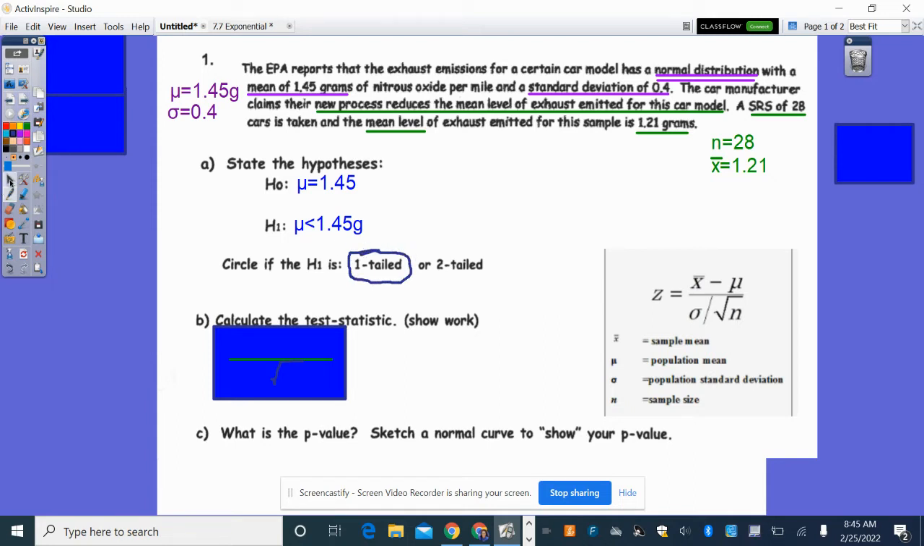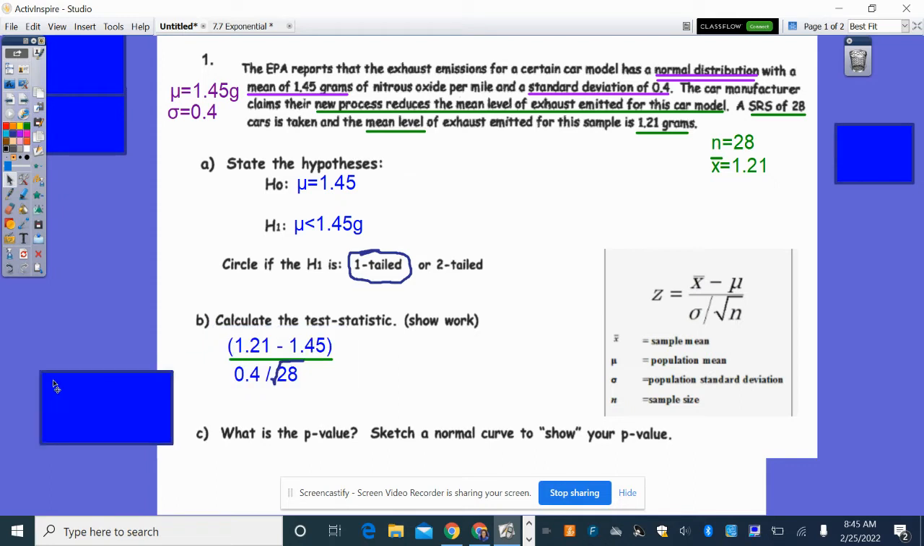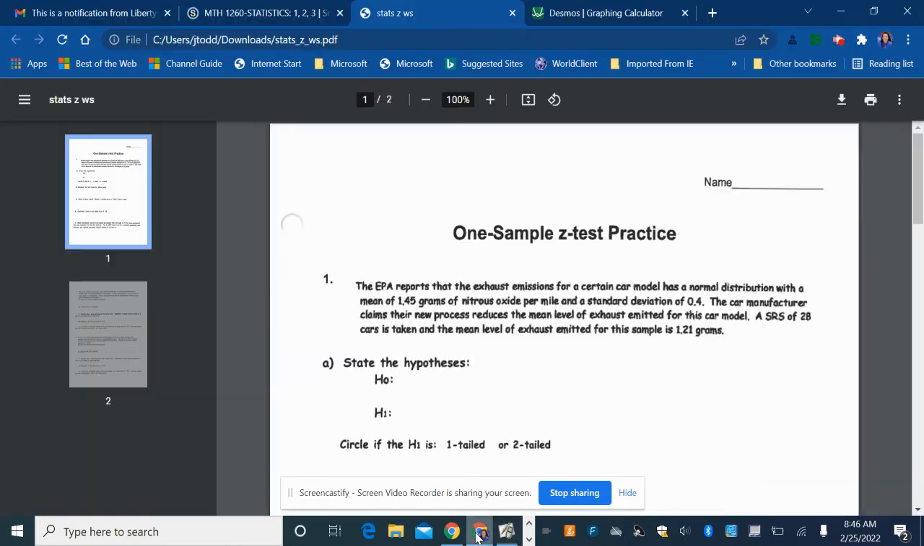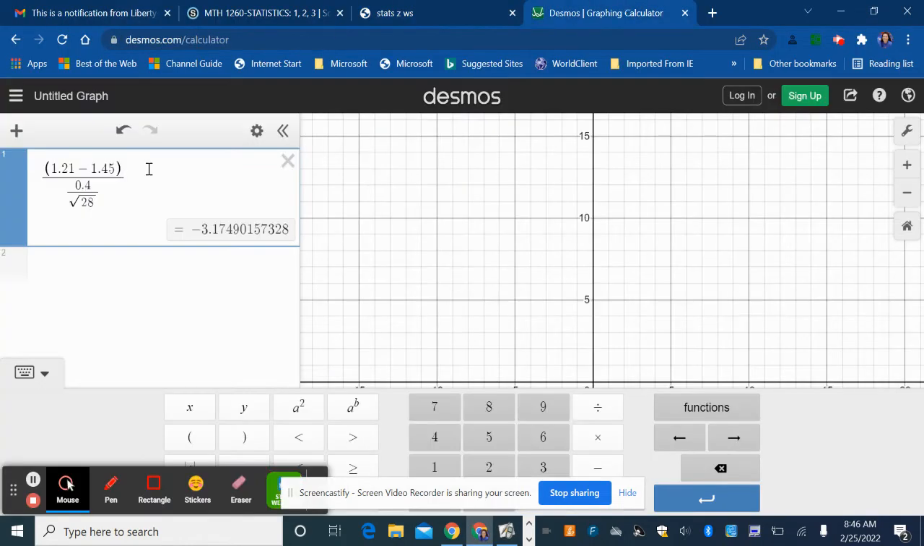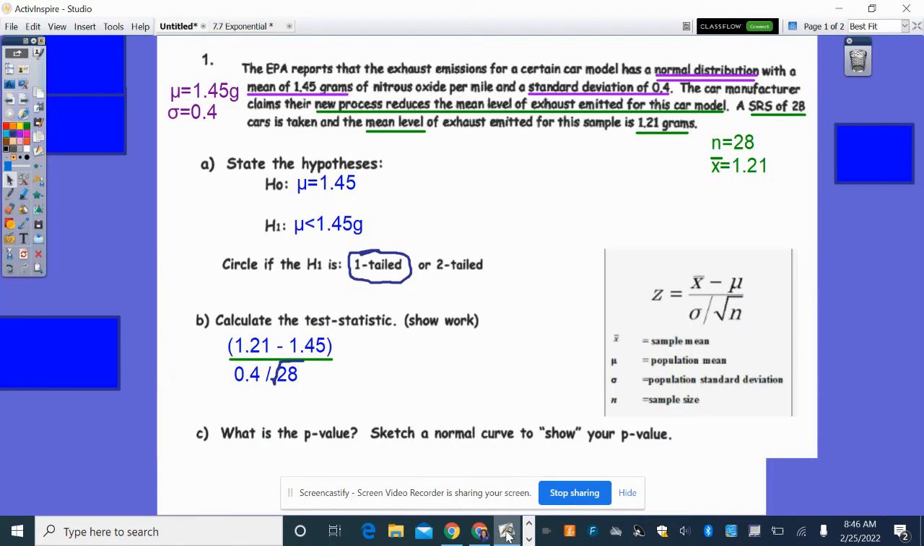Okay, feel free to type in these numbers into your calculator into a z-test, but if you don't have a calculator, it's okay. You can plug in these numbers by hand. So there is your x bar minus the true mean, divided by the standard deviation over the square root of 28. And what I've done on Desmos is, you can type in numbers like that on Desmos. So our z value is negative 3.175.